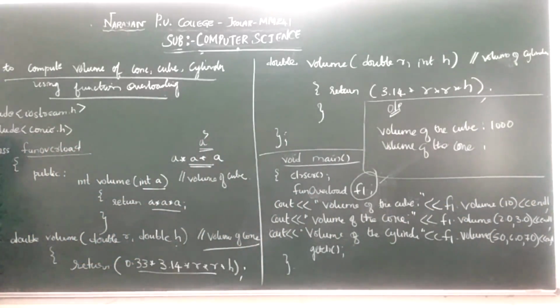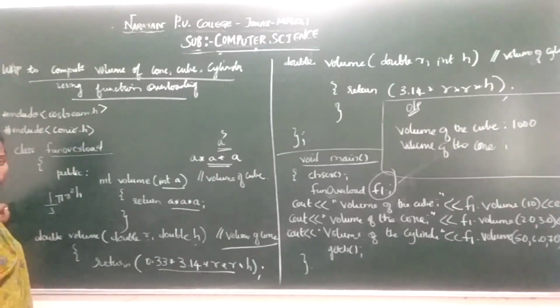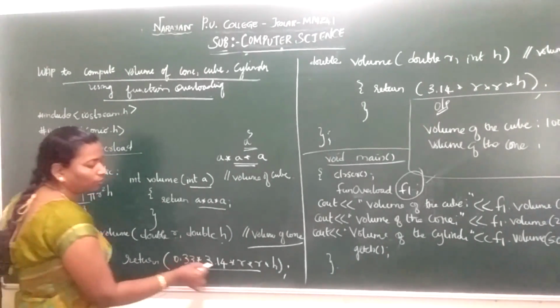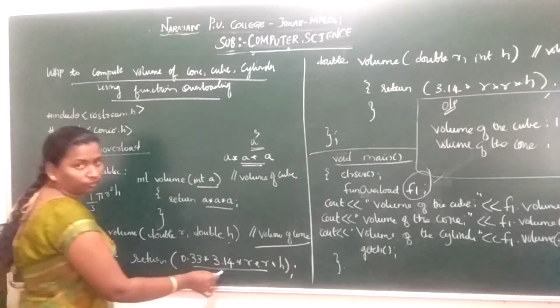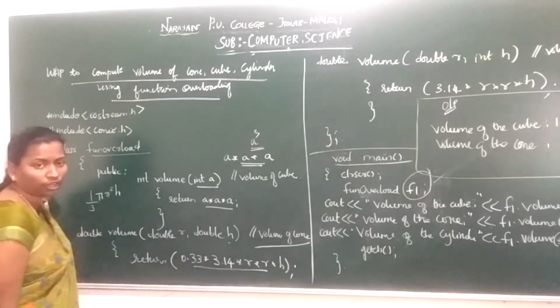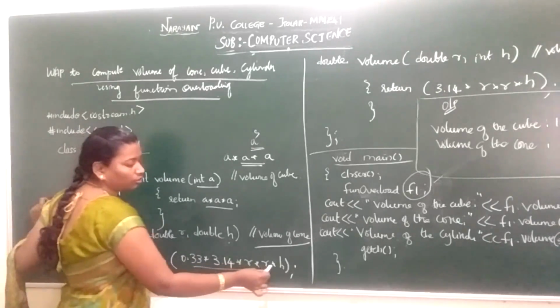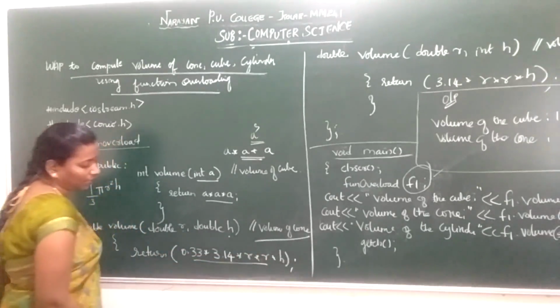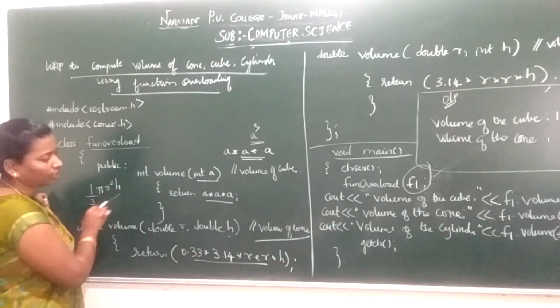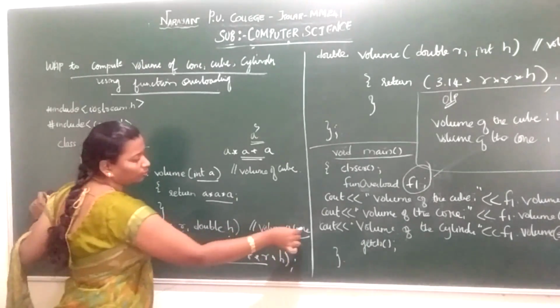What is the formula to calculate the volume of the cone? 1 by 3 pi r square h. So 1 by 3, I am taking it as 0.33, into pi value, which is 22 divided by 7, we get 3.142. So I am taking 3.14 into r square into h. r is your radius, h is your height. So 1 by 3 pi r square h is the formula to calculate the volume of a cone.